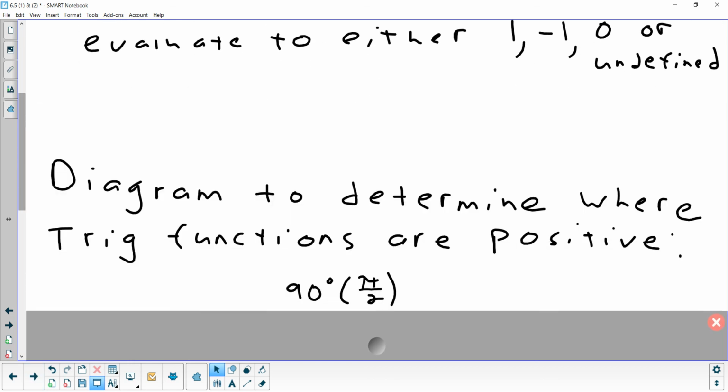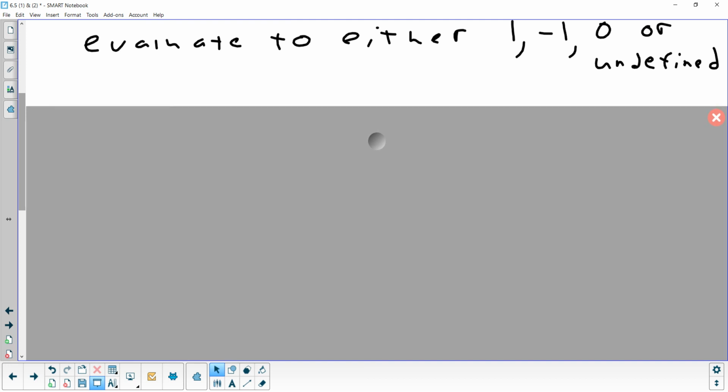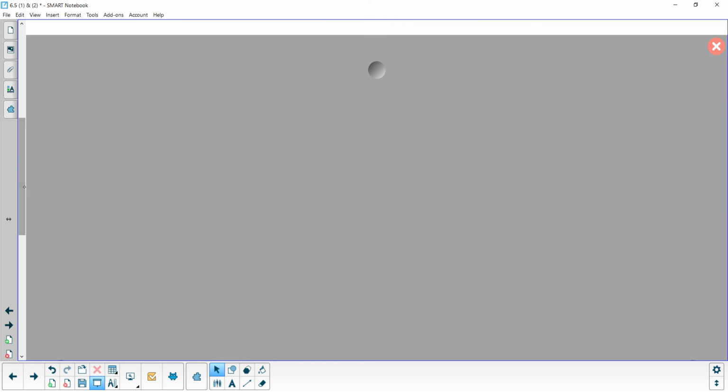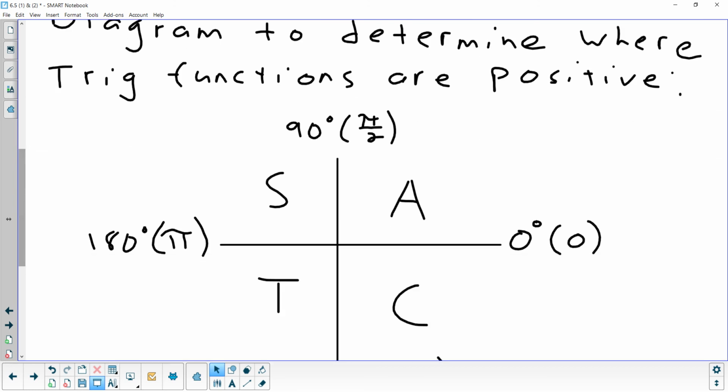And the last thing, we're going to save, you don't need it for tomorrow. It's simple, but I'll teach you this some other time. The ASTC.